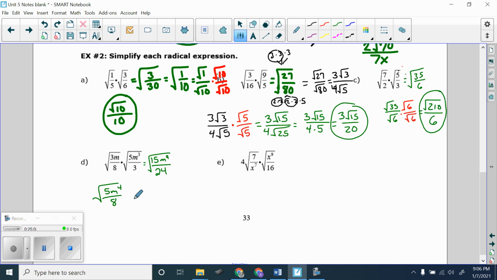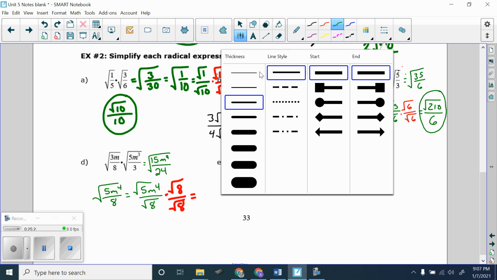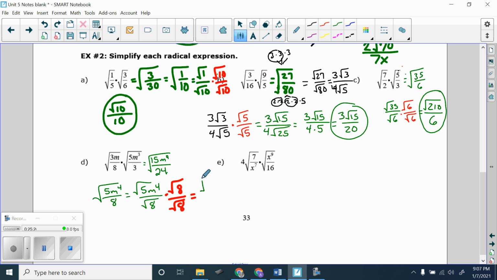over 8. So now when I separate these, 5m to the fourth over the square root of 8, rationalize the denominator, multiply by radical 8 over radical 8, multiply the tops, multiply the bottoms. So the top is 40m to the fourth. The bottom, square root of 8 times square root of 8 is square root of 64, which just comes out as a regular 8. But the top does simplify.